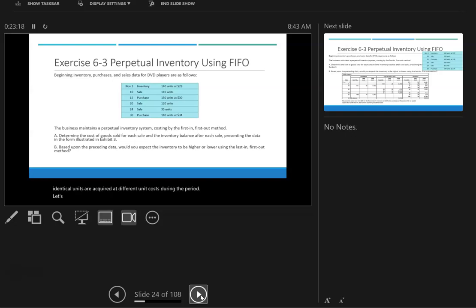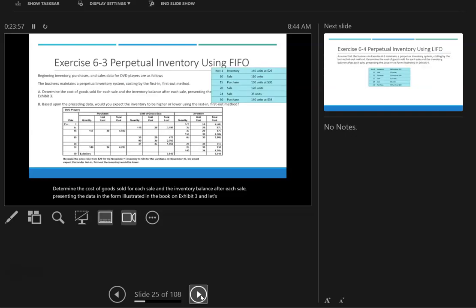Let's look at this exercise. This is using the perpetual system. Beginning inventory, purchases, and sales data for DVD players are shown here. The business maintains a perpetual inventory system costing by the first-in, first-out method. Determine the cost of goods sold for each sale and the inventory balance after each sale, presenting the data in the form illustrated in the book on Exhibit 3.